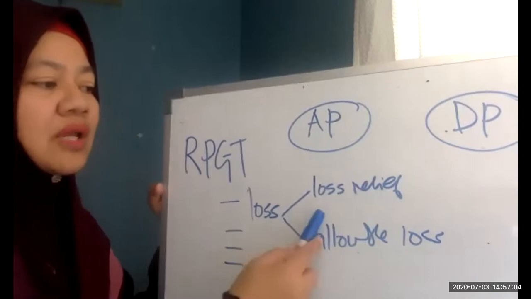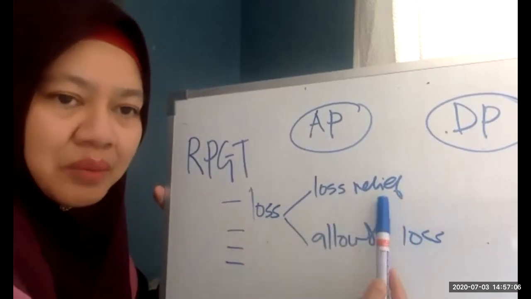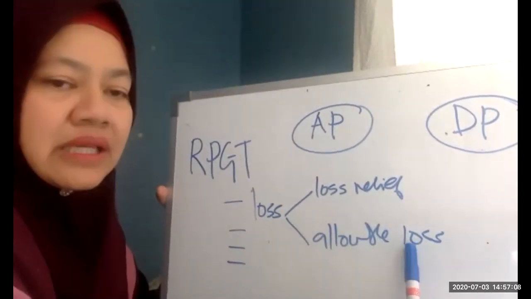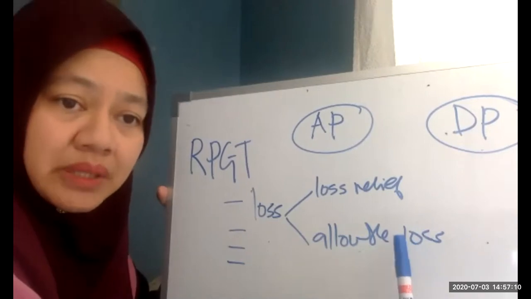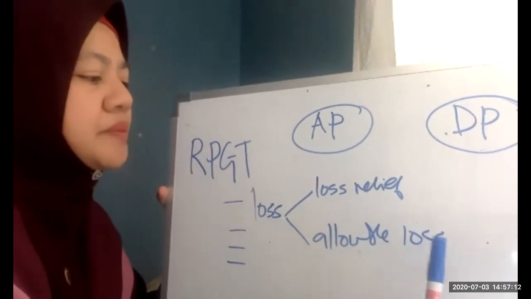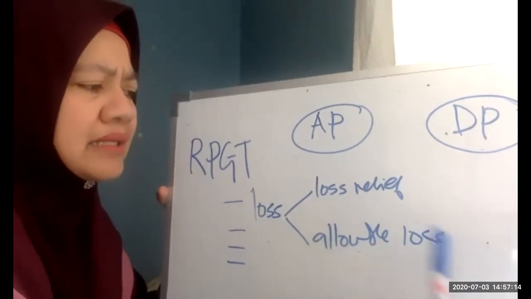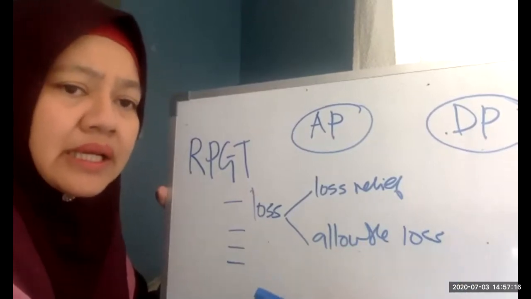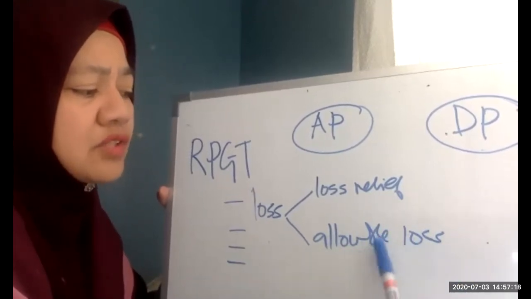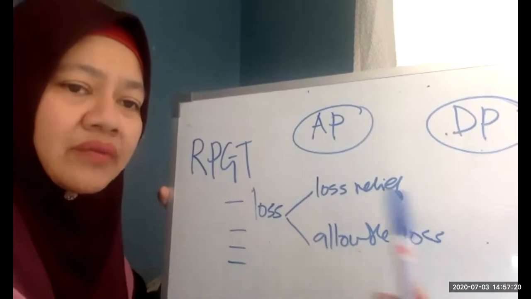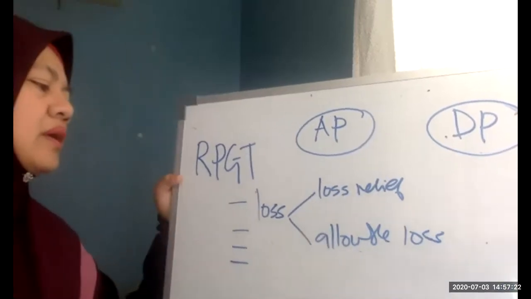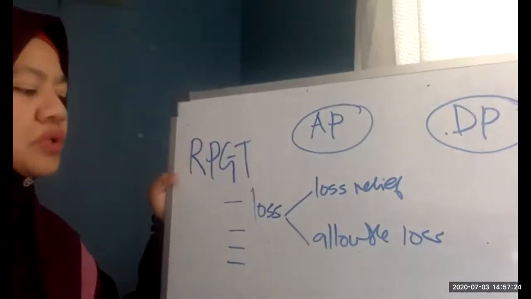Because loss relief is deducted against the RPGT payable, allowable loss is deducted against your chargeable gain. Yeah. So chargeable gain minus exemption, then only minus allowable loss. So any loss which is not fully utilized, you can always carry forward. Yeah. Okay. And then of course we do have scenarios.